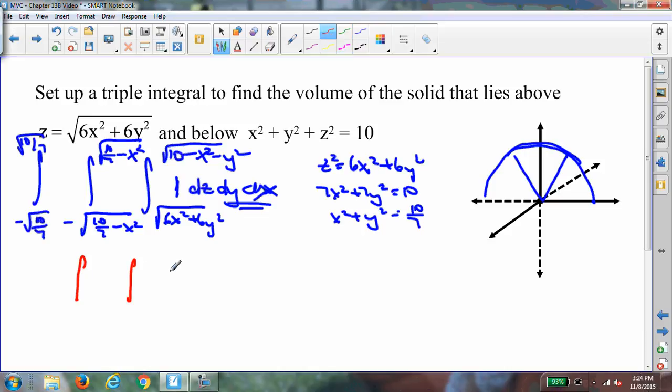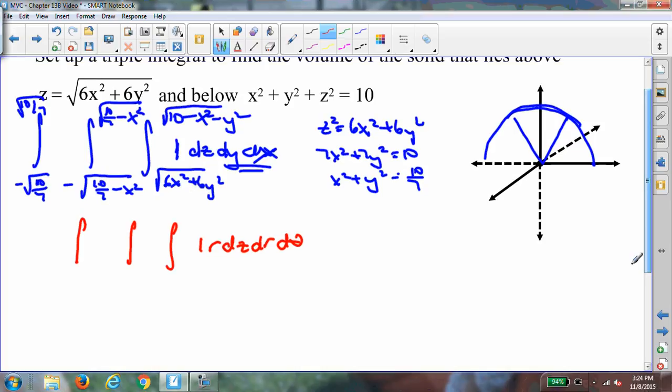So in cylindrical, we have 1 for the integrand, but then I need my conversion factor, which would be r dz dr d theta. Now I need to rewrite these in terms of cylindricals. So x squared plus y squared equals r squared. That means the cone becomes square root of 6r, and the hemisphere becomes square root of 10 minus r squared.